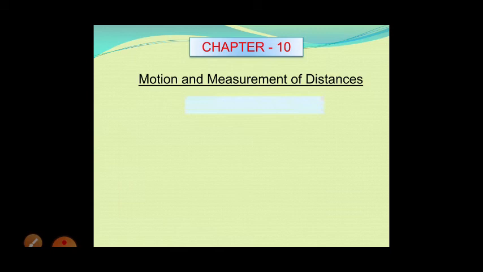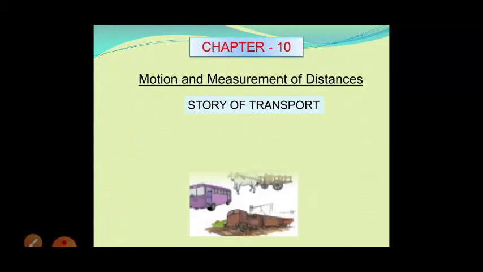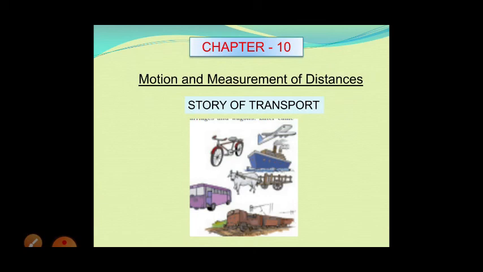Let us see first the story of transport. That means measurement, motion, why it is needed. Measurement of distance means covering of some distance. To travel some distance, long before in the ancient age, people used to walk. After that they used animals as their transport, like bullock cart, horse cart, then elephant ride, to transport things as well as human beings from one place to another place.